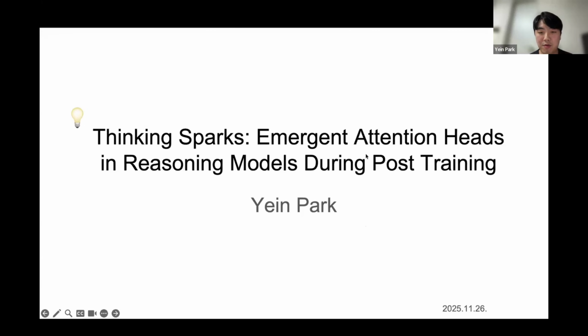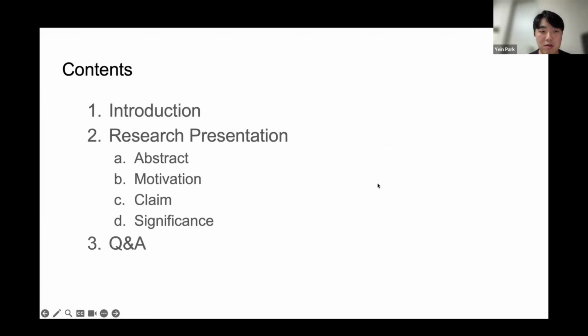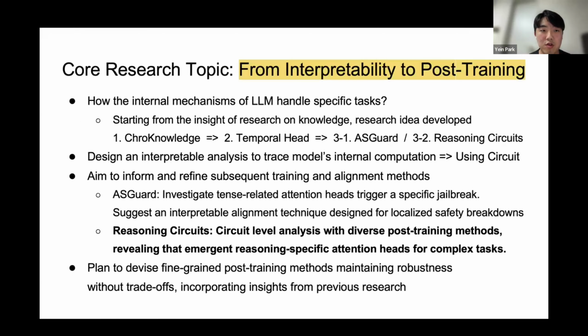Okay, I will start again with the full name of the research. The name is Thinking Sparks and Emergent Attention Heads in Reasoning Models during Post-Training. My name is Yein Park, and I'm a master's degree student at Korea University and currently preparing for a PhD next semester. Today's content is like this, and let me just go through the introduction.